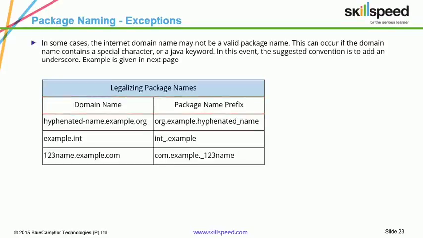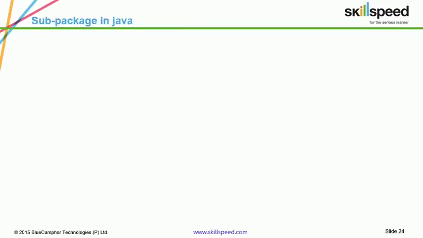For example, if the domain name contains a hyphenated-name.example.org, that can be converted into a package name prefix like org.example.hyphenated_name. If it is like example.int, then we can make it into int_.example. If it contains something like 123name.example.com, then we can convert it into com.example._123name.